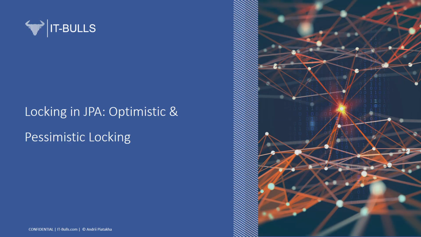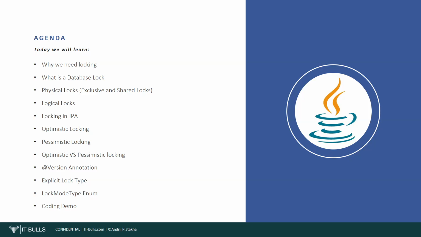Learning these topics is important because sometimes you will need to make a decision about which lock to apply in order to optimize query execution and work with JPA entities in the system. We are going to start this lesson by understanding why we need locking. I will explain what a database lock is.